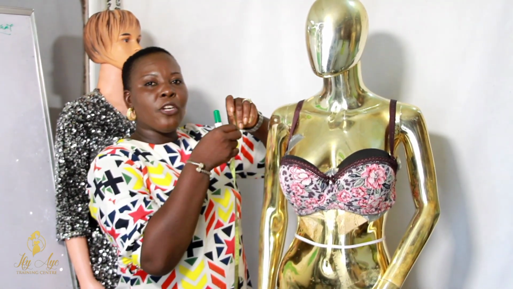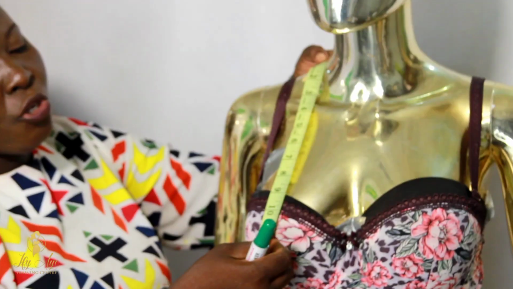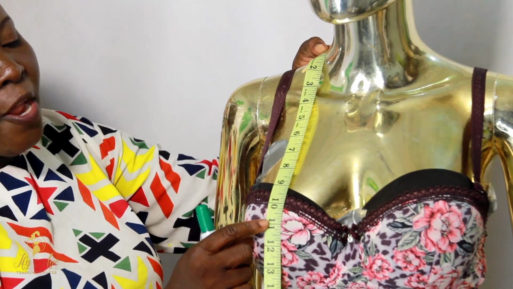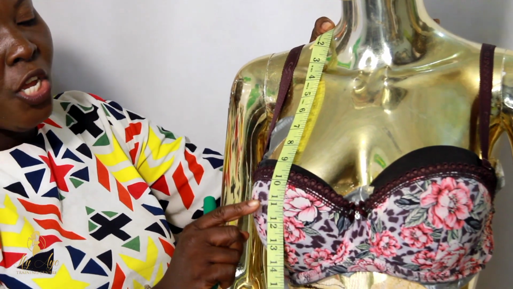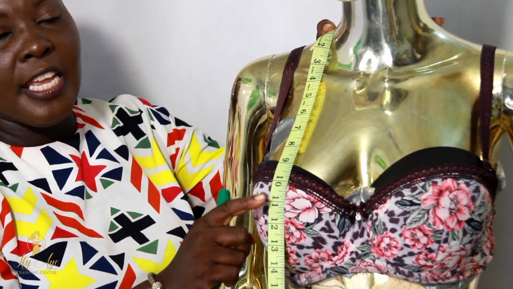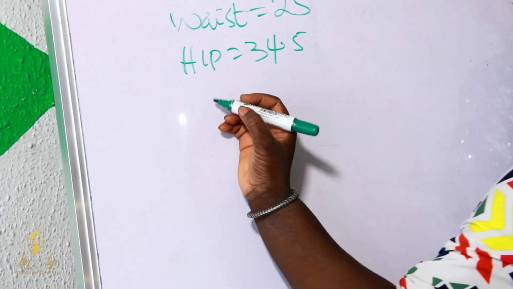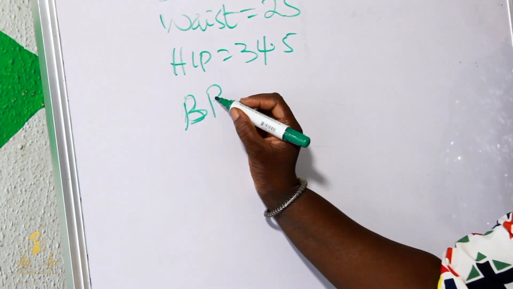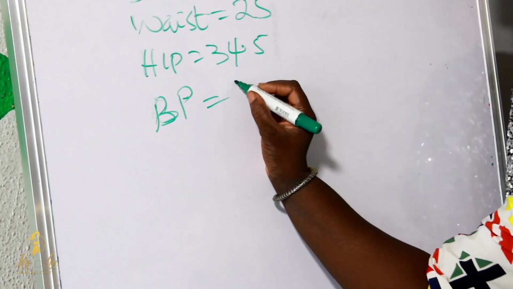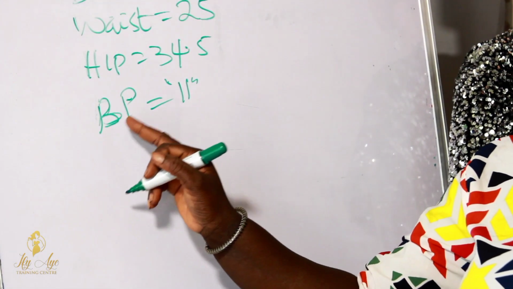So you place your tape measure this way, from your neck point to your bust point. The nipple point is your bust point. So the bust point for this client is 11 inches. Bust point is the same thing as BP, 11 inches. You can write it out as bust point or write BP.